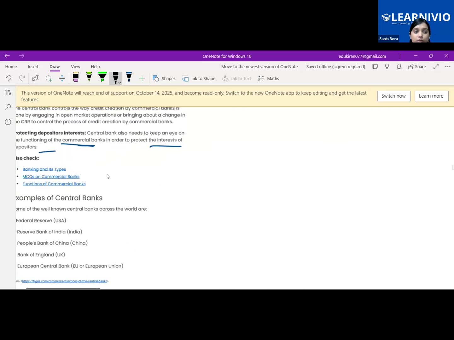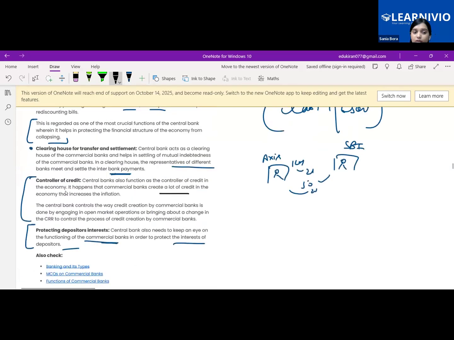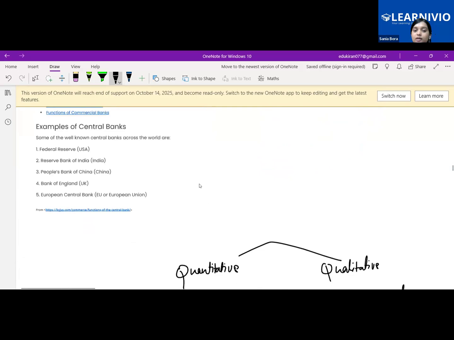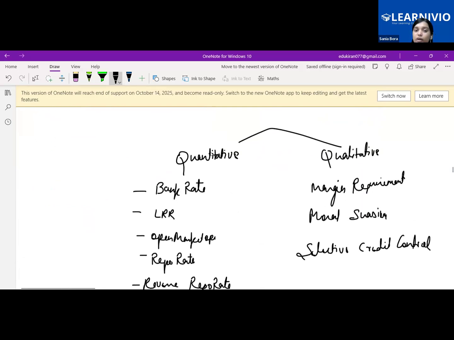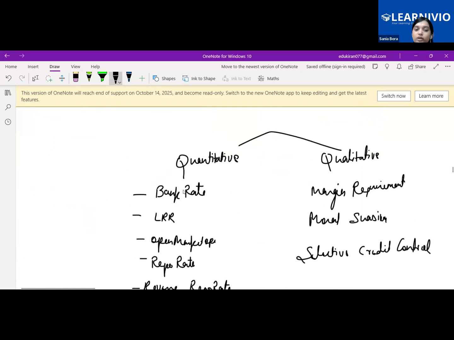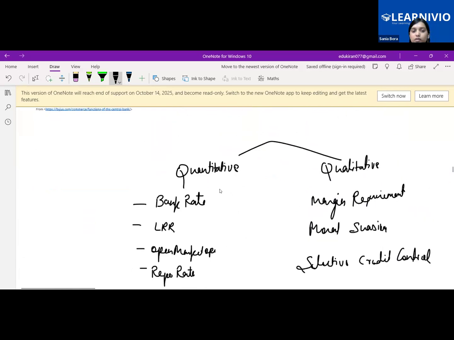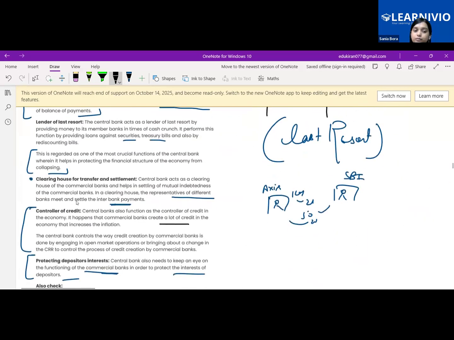So now what you will do, you will write this: controller of credit, okay? And then there are two tools. One is the quantitative tool and one is the qualitative tool. So quantitative tools are this and qualitative tools are this, okay? Okay.